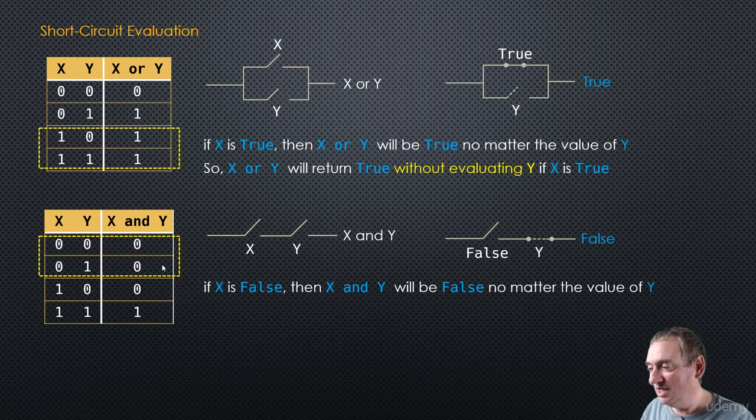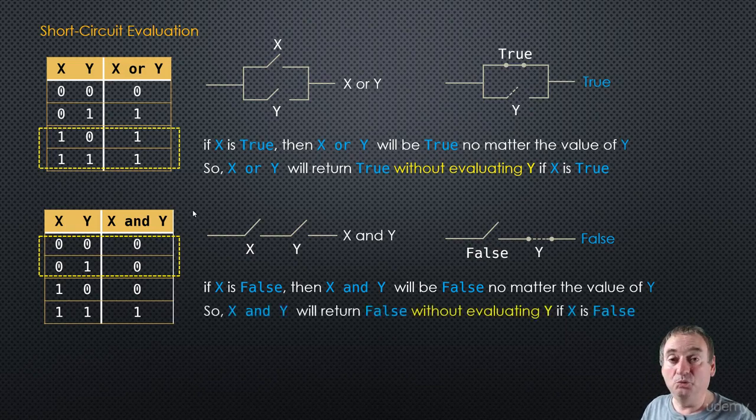Again, we can see this in the truth table over here. Another way of saying that is that X and Y will return false without evaluating Y if X is false. So again, it's short-circuiting this evaluation of Y when X is false. It doesn't need to because we don't care. It doesn't matter. So that is short-circuiting. And that can be useful in a number of scenarios.